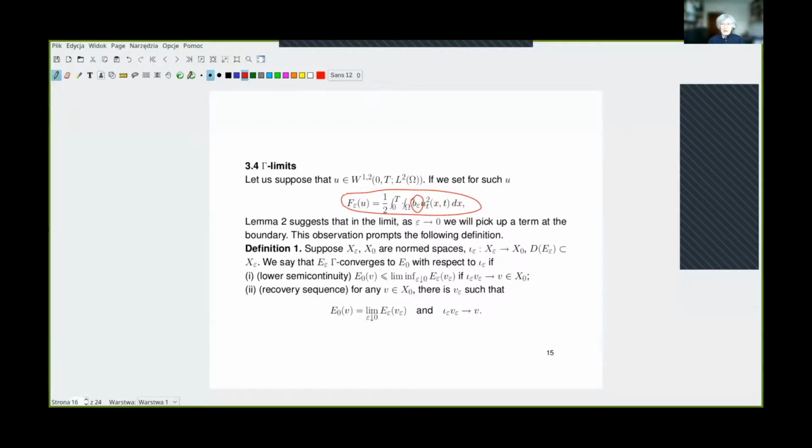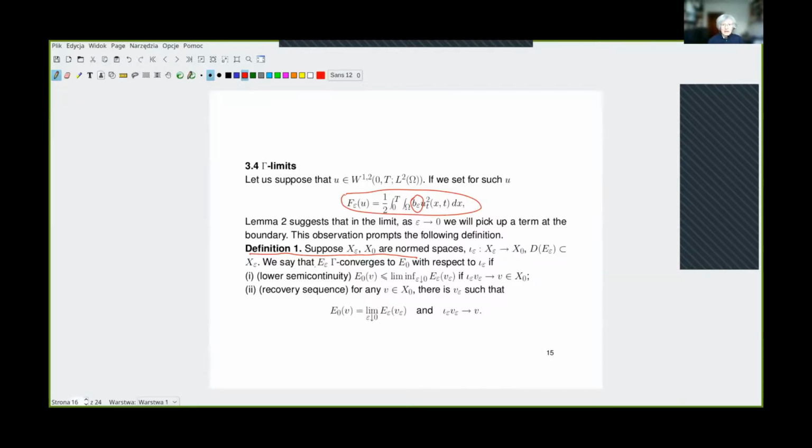So at this moment, we are deciding to switch to a different notion of gamma convergence. So we introduce the following notion. Suppose we have normed spaces X epsilon and X naught, and we have a mapping iota which goes from X epsilon to X naught.